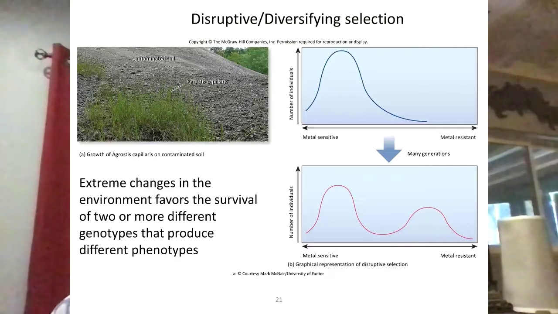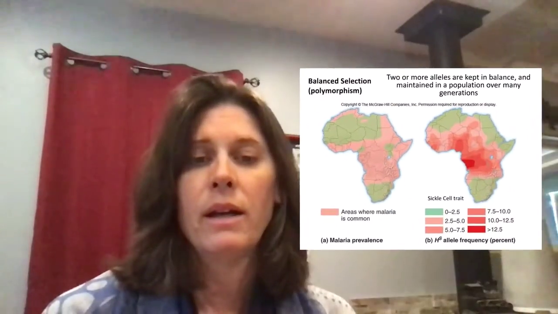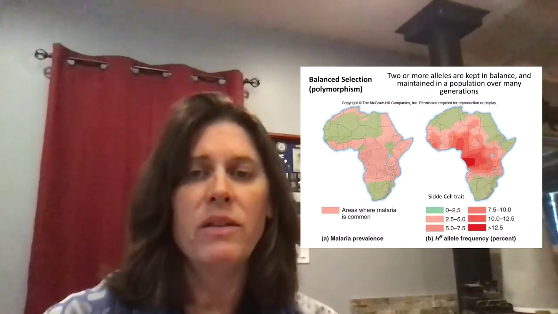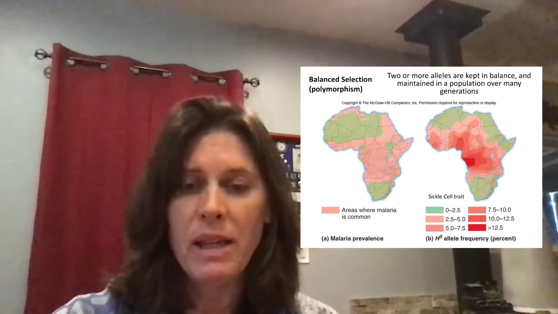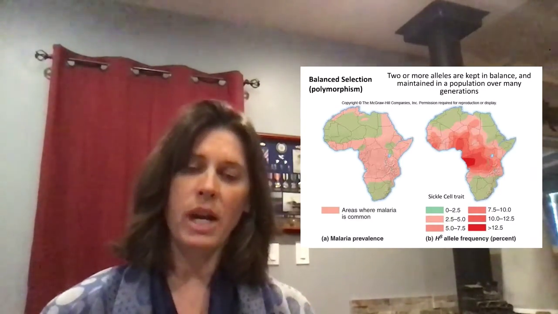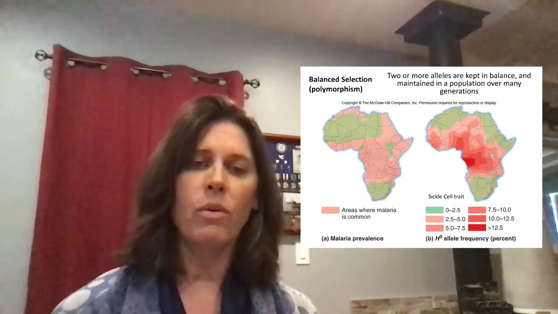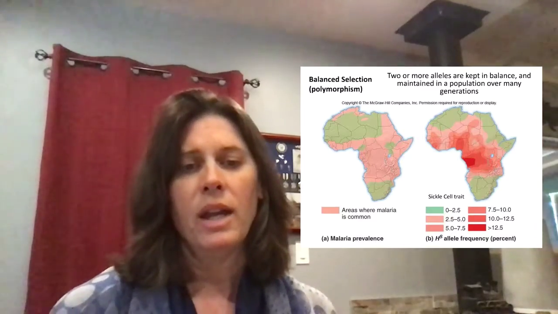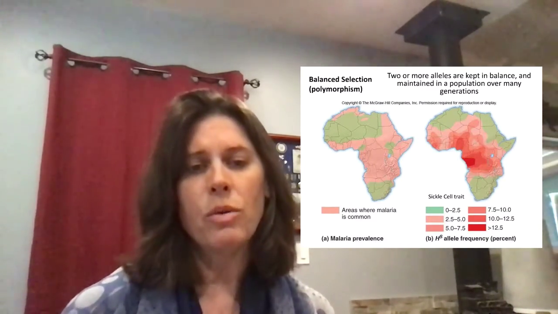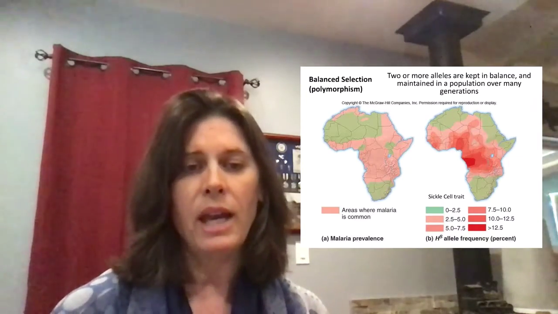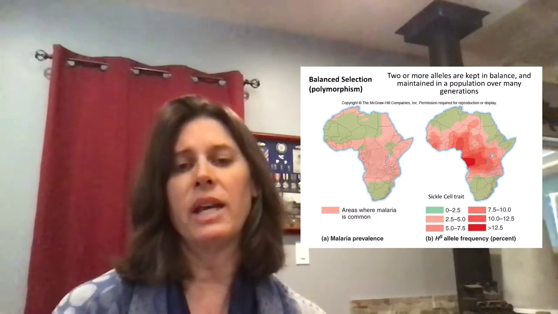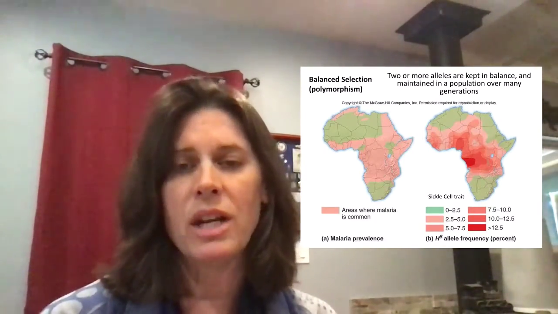And so we have more of a diversity of traits going on there. Okay, the next one, balanced selection, which you might also hear called balanced polymorphism. Poly means many, and morphism means the trait or what's being expressed. So what we see is a balance in the different types of traits that can be expressed. This means that two or more alleles are kept in balance and maintained in the population over many generations. This type of selection usually maintains genetic diversity.